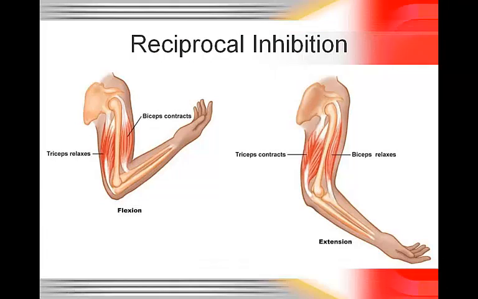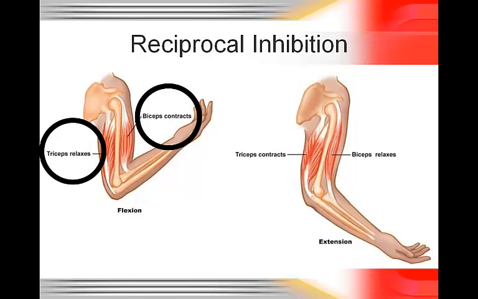So you've got two pictures there. The one on the left is the person bringing their hand up to their shoulder. So in order to do that, the biceps has to contract. So the biceps is the one that's causing that movement to occur. So it's the agonist or the prime mover. And then the muscle that works in opposite to that is the antagonist or the triceps. So it has to relax or lengthen to cause that movement.